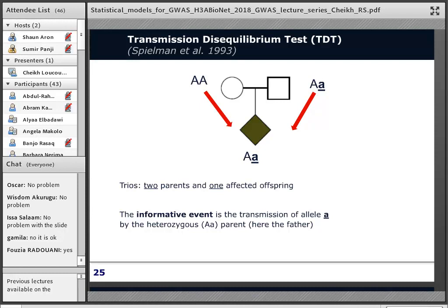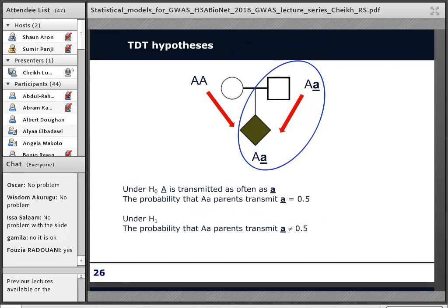So you have the mother represented by the circle, the father by the square, and the offspring in the bottom by the lozenge. And here we have the genotype of the mother is capital A, capital A, for the father capital A, small a. And here the child, the offspring, capital A, small a. And here for the test, the informative event is the transmission of allele from the father to the offspring, because the father has two different alleles. So the mother is not informative because she will in any case transmit capital A, so it's not informative.